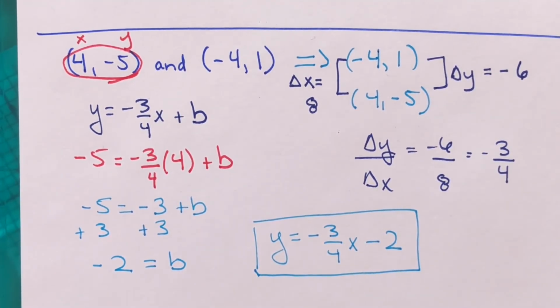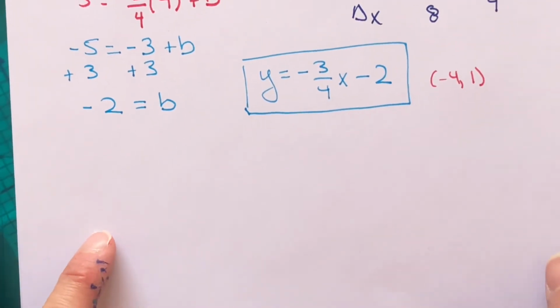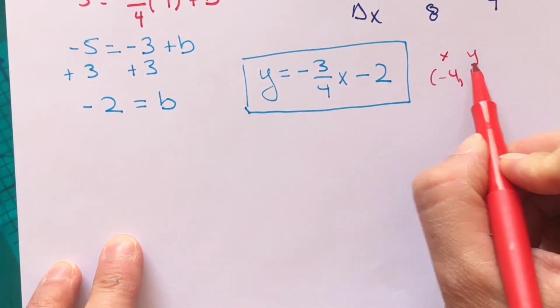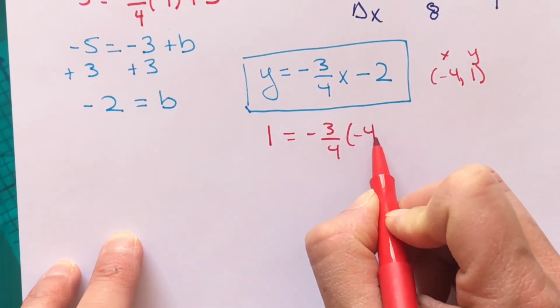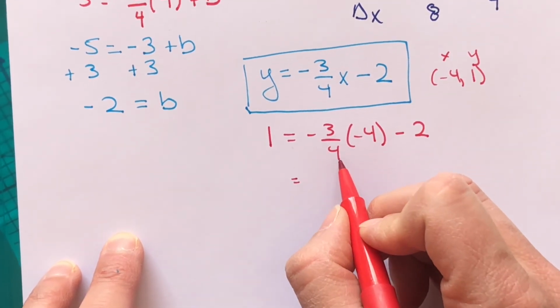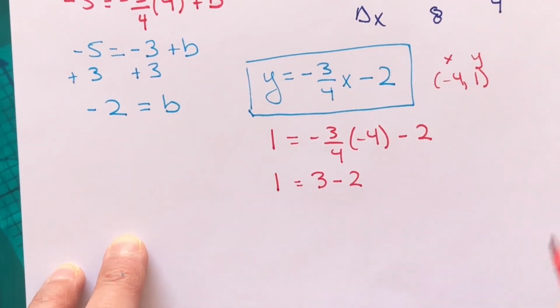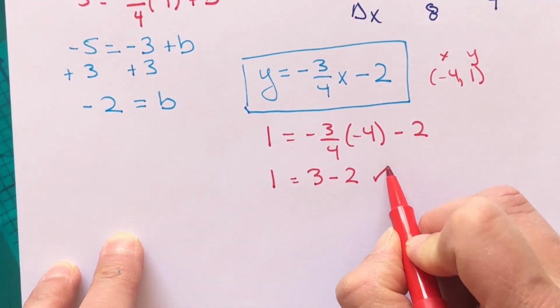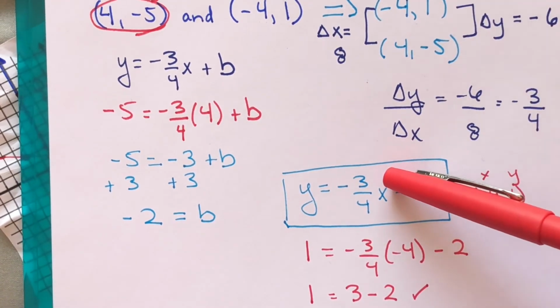All right, and now just to double check my equation, I'm going to take my second point here and plug it back in to make sure I'm correct. So, negative 4, 1. All right, so x, y, 1 should equal negative 3/4 times negative 4 minus 2. Well, negative 3/4 of negative 4 would be positive 3. 3 minus 2 does equal 1. Therefore, I know that this point would fall on this line because it makes the equation true.